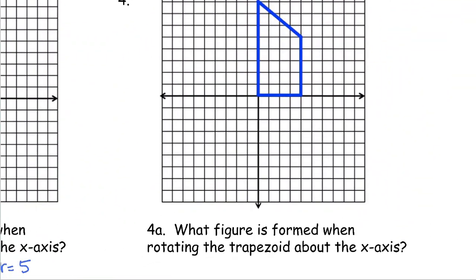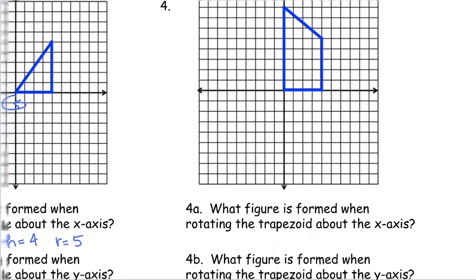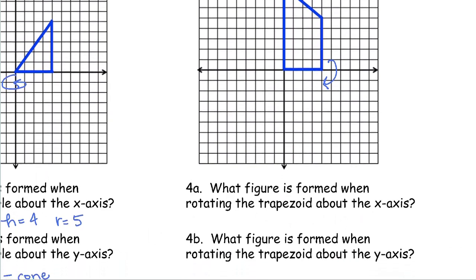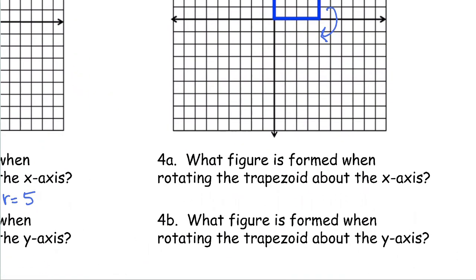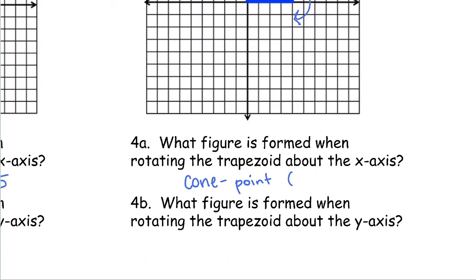So here, if I rotate this about the x-axis, this is a trapezoid here, and if I rotate it around the x-axis, it looks like it's going to form a cone, but the top of it is cut off. So it's a cone minus the point or the vertex. What we'll learn later is that this is called a frustum. New vocab word there for you.